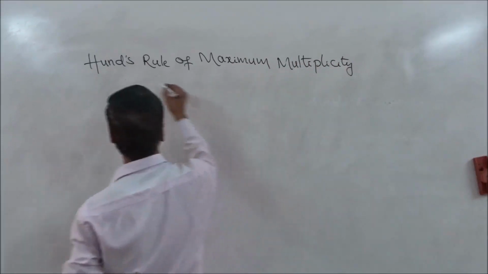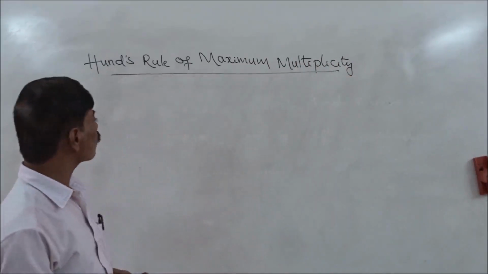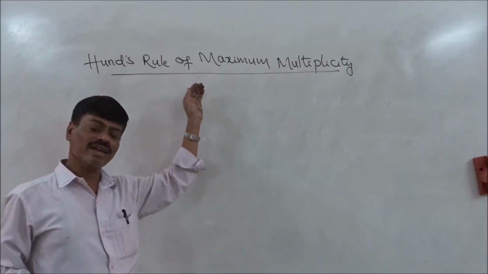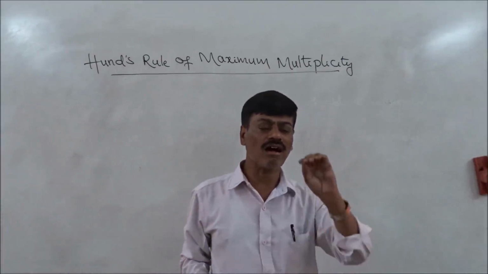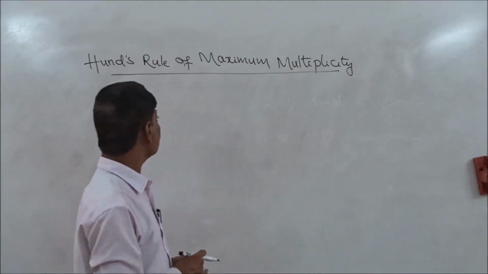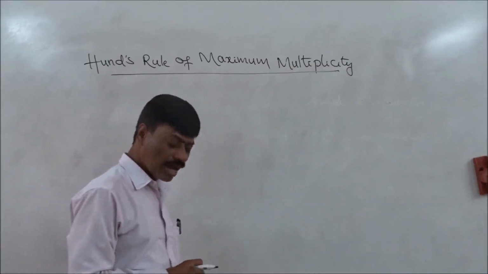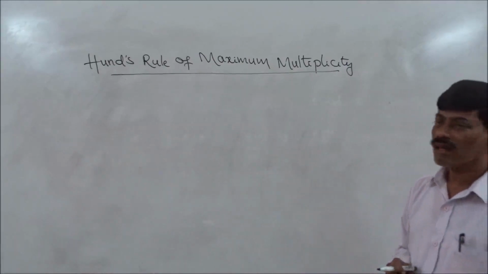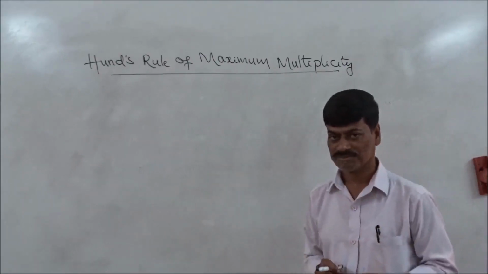Hund's rule of maximum multiplicity. This refers to the maximum electron accommodation capacity of the orbital. One point: this rule also tells that for any two electrons, all the four quantum numbers cannot be the same.